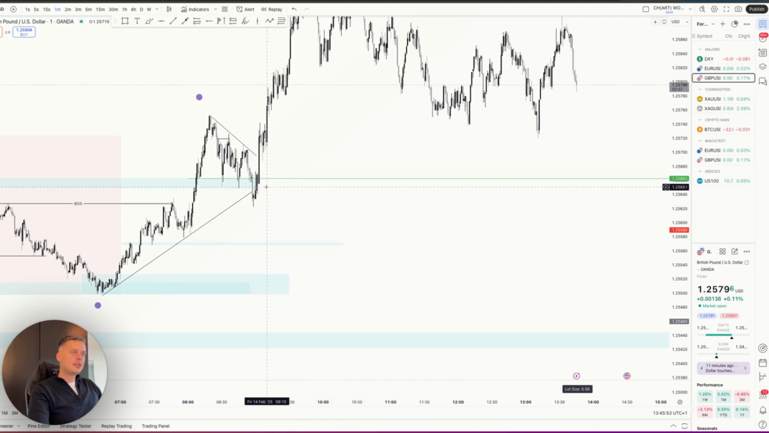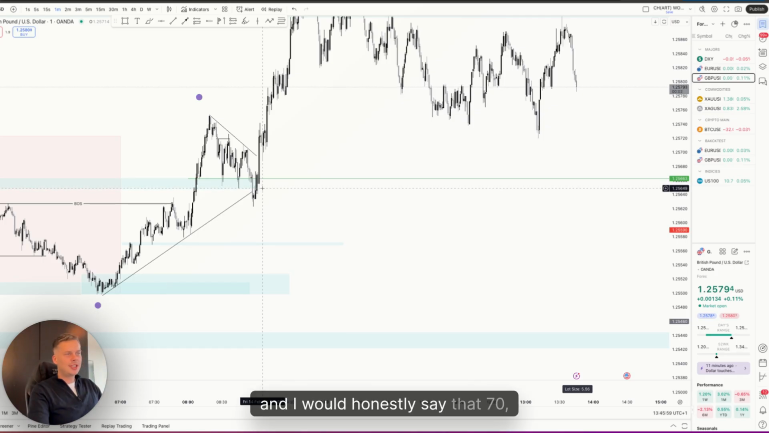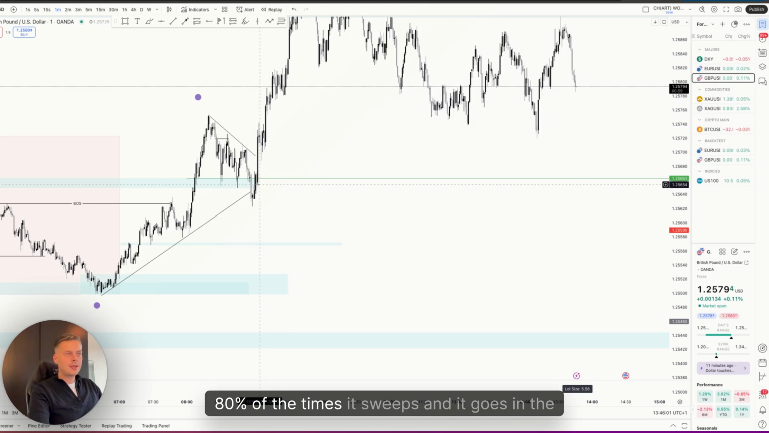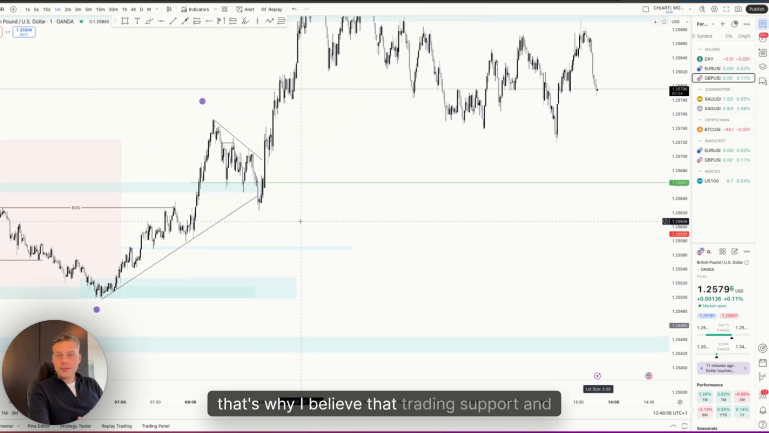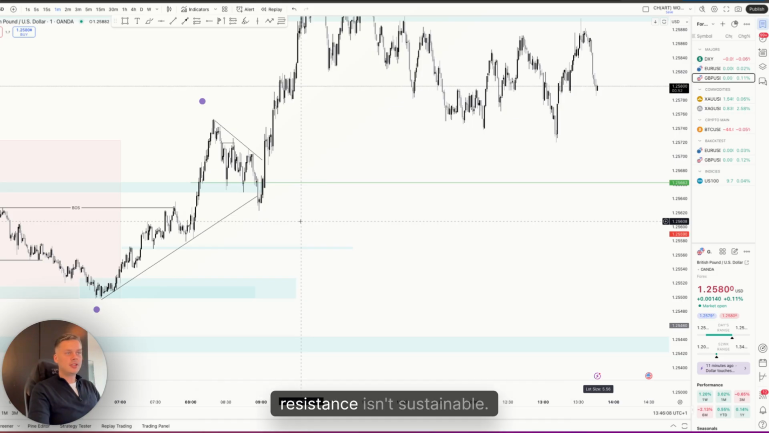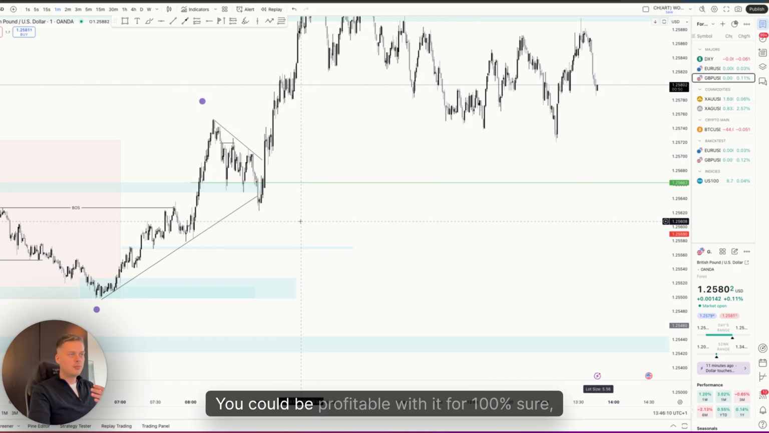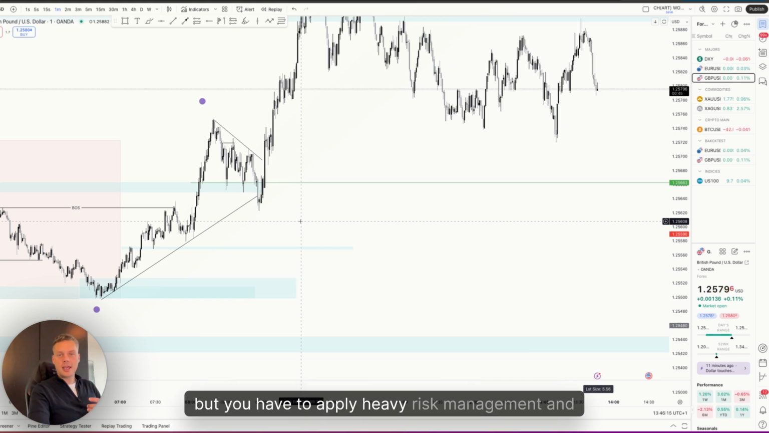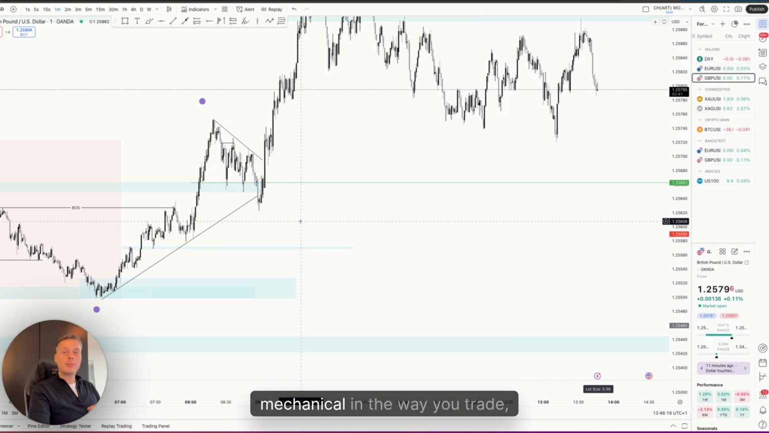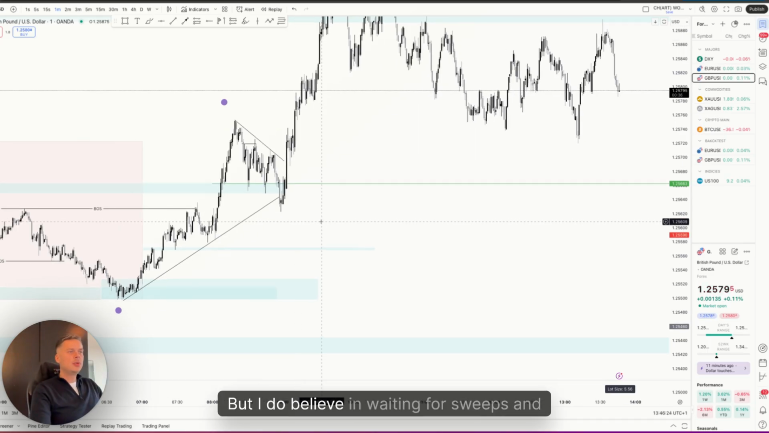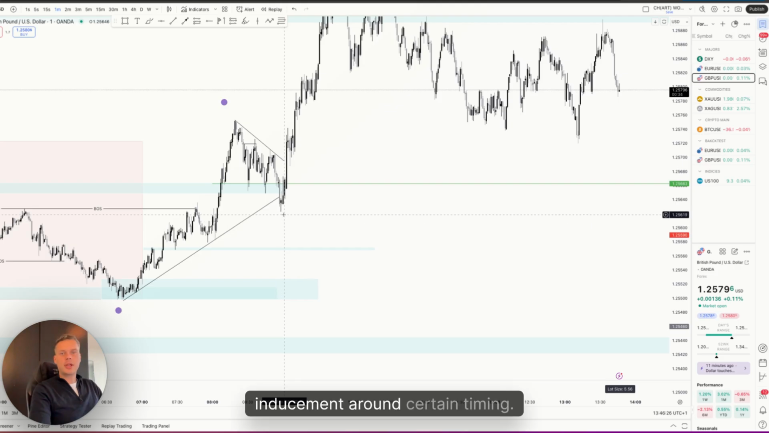The thing is that most of the time, and I would honestly say 70-80% of the time, it sweeps and it goes in the opposite direction. And that's why I believe that trading support and resistance isn't sustainable. You could be profitable with it for 100% sure, but you have to apply heavy risk management and you have to stick to your rules and be very mechanical in the way you trade, which is a good thing to do. But I do believe in waiting for sweeps and inducement around certain timings.